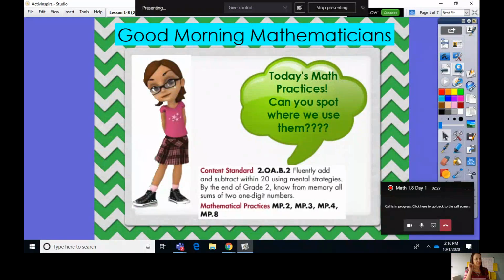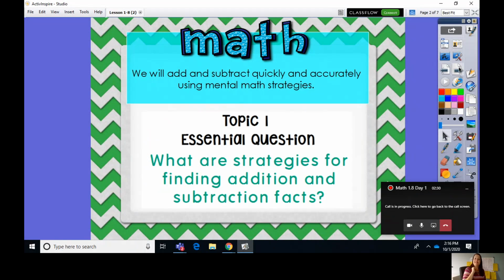But before we get to our solve and share, we're going to objective. Today in math, we will add and subtract quickly and accurately using mental math strategies. Mental math. What does that mean, mental math? Think about that. Do you remember that from last year? Mental math. Well, when you think mental, it's in your mind, right? So we're going to try to use our math strategies to do our math problems in our mind quickly and accurately. Topic 1 essential questions are: what are the strategies for finding addition and subtraction facts?